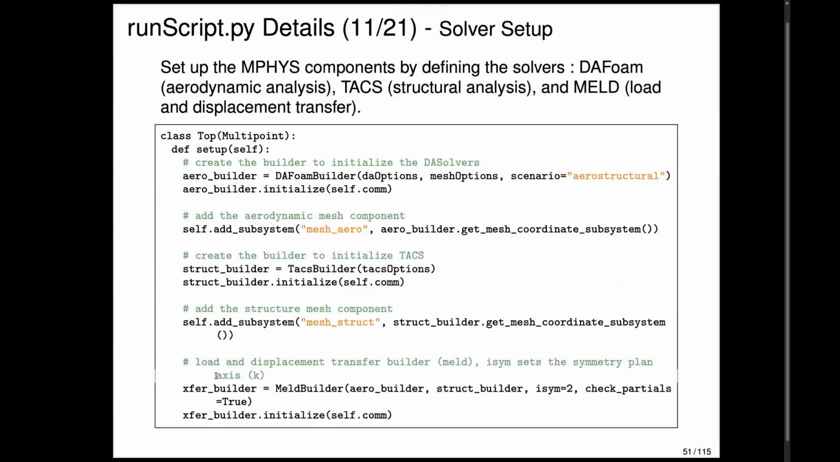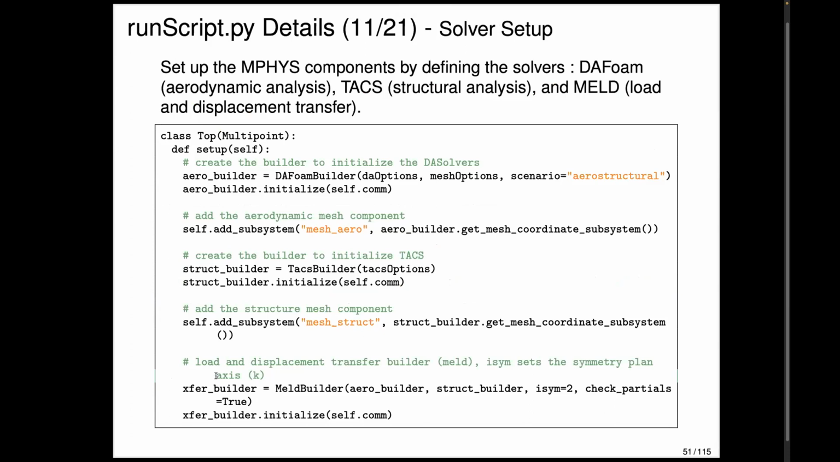So now back to the run script itself, we'll start by defining the DVs component. This is similar to what Ping described earlier. We have this class that's a multi-point class, and this is where we define all of the components for the DVs case and for OpenMDAO.